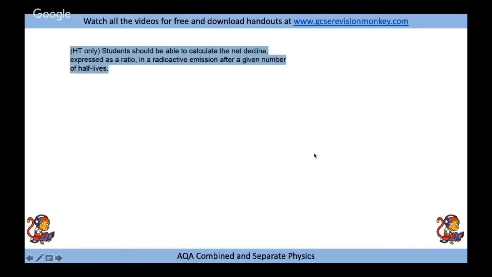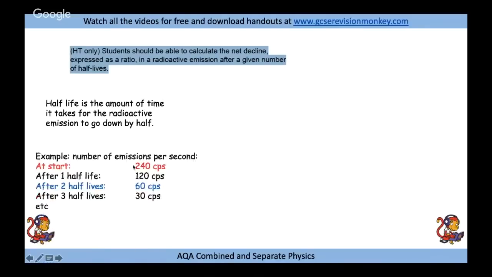Okay, so you may also be asked to calculate the net decline expressed as a ratio in a radioactive emission after a given number of half-lives. Sounds scary, it really isn't. So let's have a look at this. Half-life is the amount of time it takes for the radioactive emissions to go down by half. Let's say we start off with 240 counts per second. After one half-life, 120, then 60, then 30.